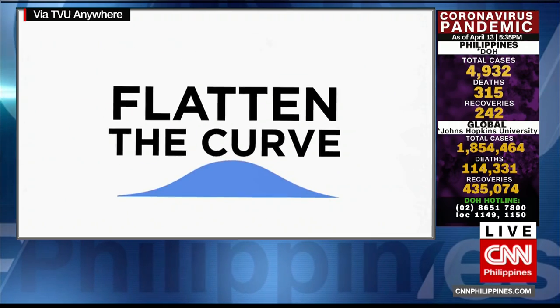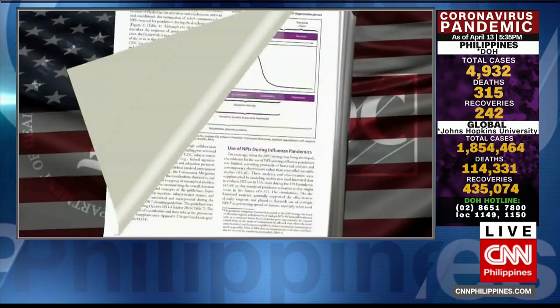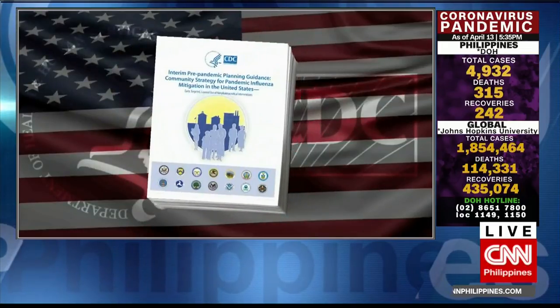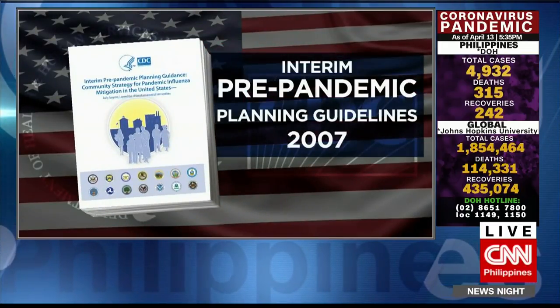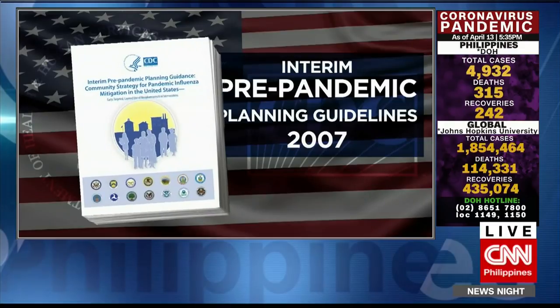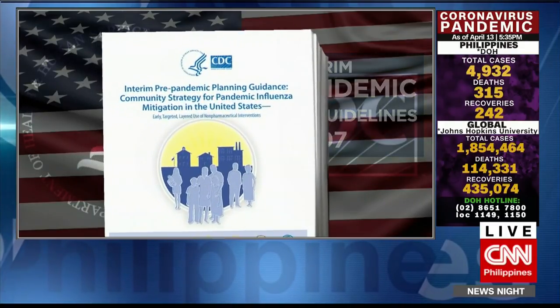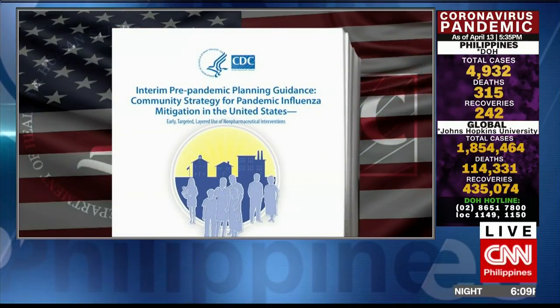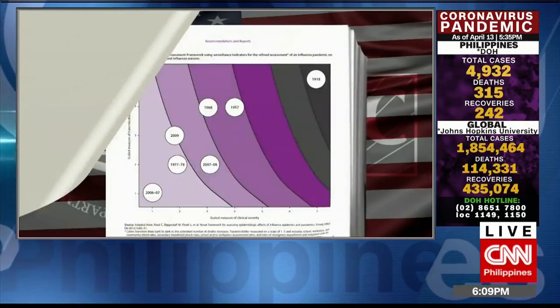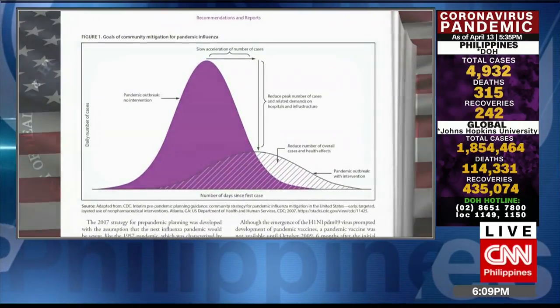The term flatten the curve comes from a 2007 paper prepared by U.S. health officials from the Centers for Disease Control and Prevention, or CDC. It was a preview of a possible pandemic like COVID-19 and what needs to be done to mitigate its impact. On page 18 of the study was this diagram.